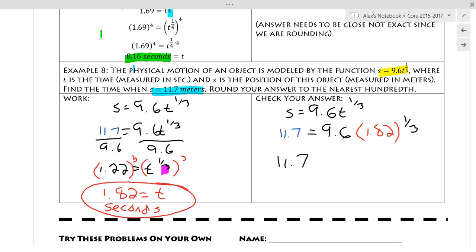And I get 11.72 or 11.7, right? Since it's in the 10th place, we can round it to there. So those check out.